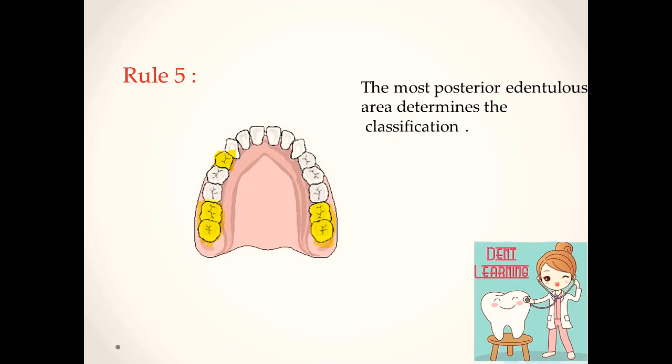Rule 5 here. The most posterior edentulous area will determine the classification. You can see the most posterior edentulous area is nothing but these two areas which are posterior to the remaining natural teeth. Hence this will be determining the classification. So the classification would be class 1 because bilaterally edentulous areas are present posterior to the remaining natural teeth. And the areas other than those determining the classification will be considered as modifications.